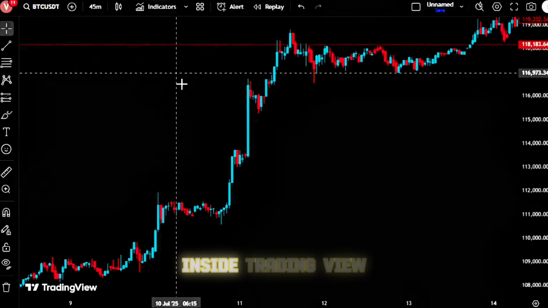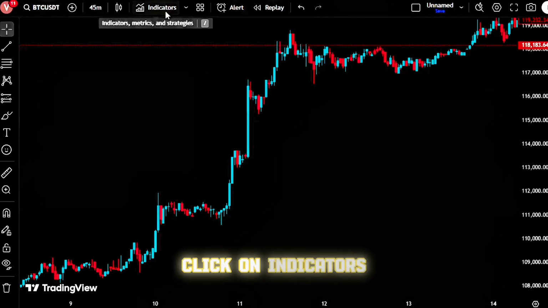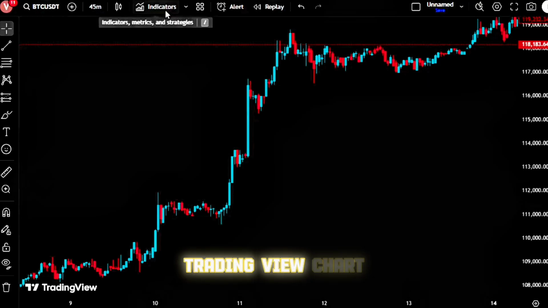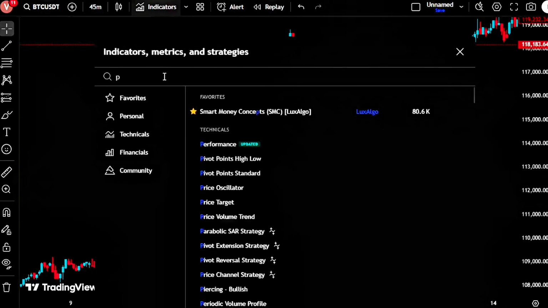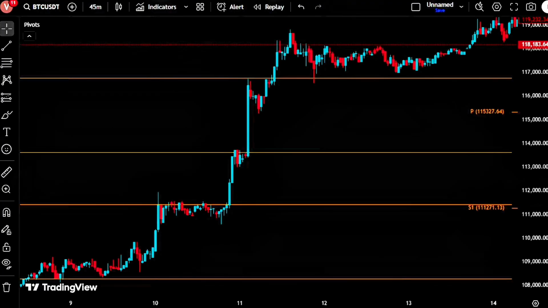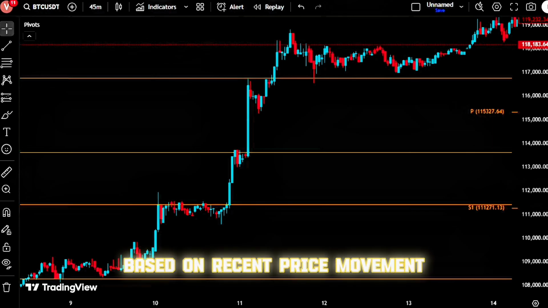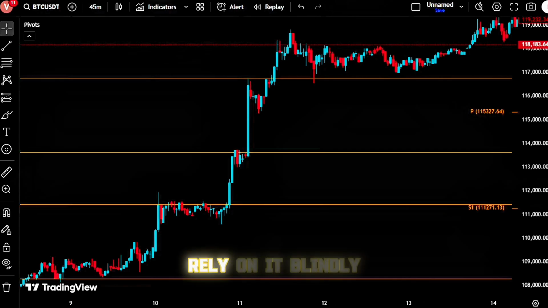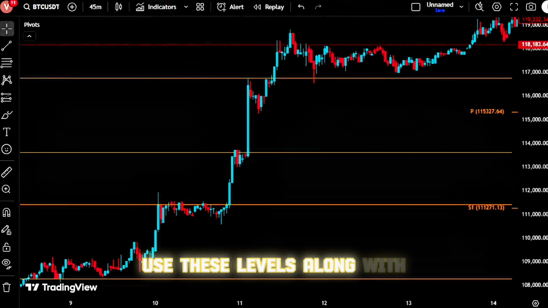Here's how to add it inside TradingView. 1, click on Indicators at the top of your TradingView chart. Search for Pivot Point Standard in the list. Select the one created by TradingView, and that's it. The tool will instantly plot multiple dynamic support and resistance levels for you based on recent price movement. But remember, don't rely on it blindly. Use these levels along with the price action concepts and drawing techniques.